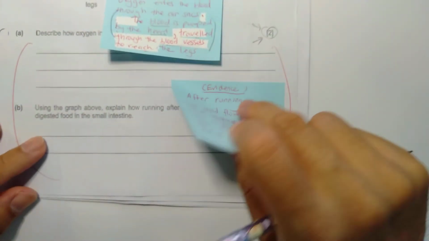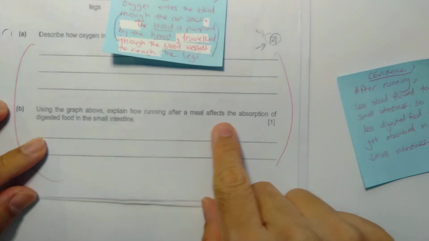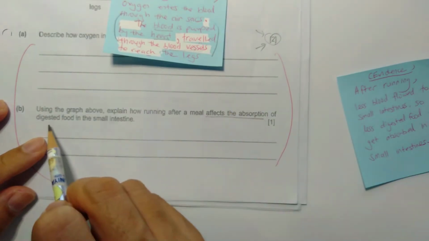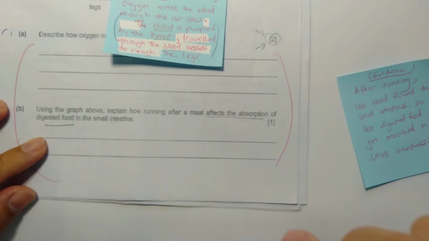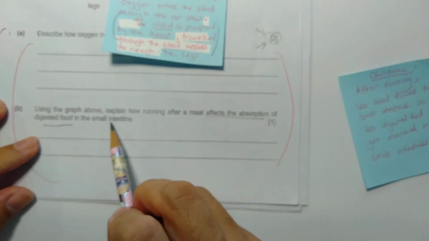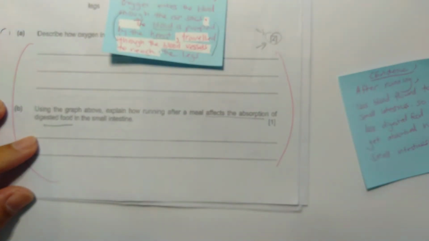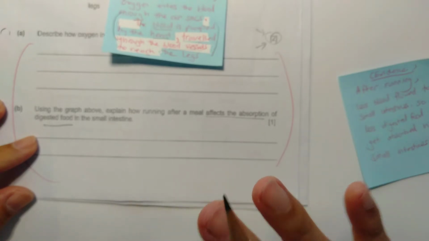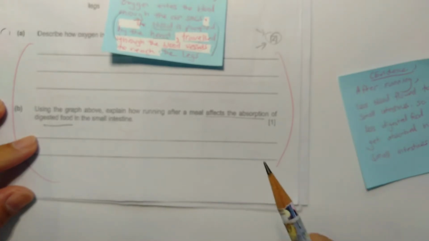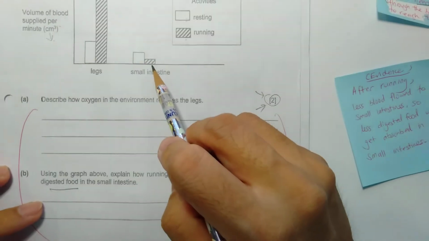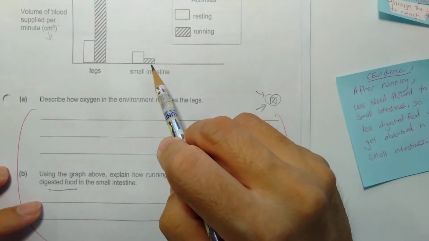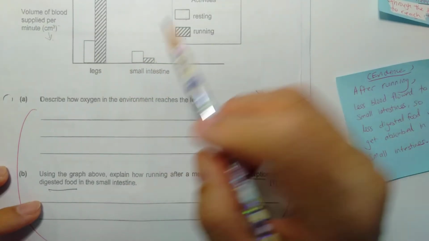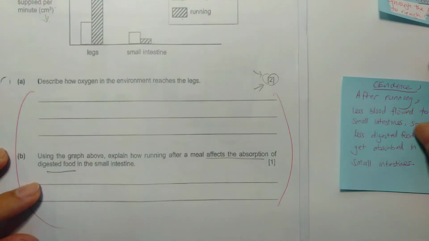Next one, using the graph above, explain how running after a meal affects the absorption of digested food. Now, when food is digested in the small intestine, it has to enter our bloodstream to be sent to all parts of the body. How does it enter the bloodstream? Well, through the walls of the small intestine. So who carries the digested food to all parts of the body? The blood. But if there's little blood going to the small intestine compared to before, then of course there'll be less digested food going to the rest of the body.